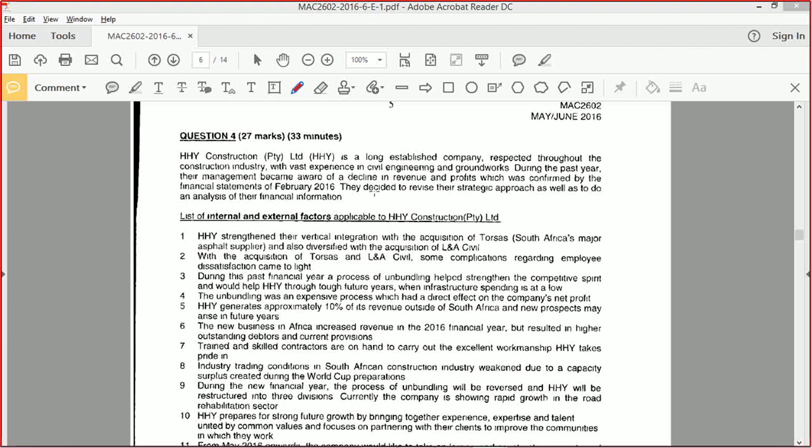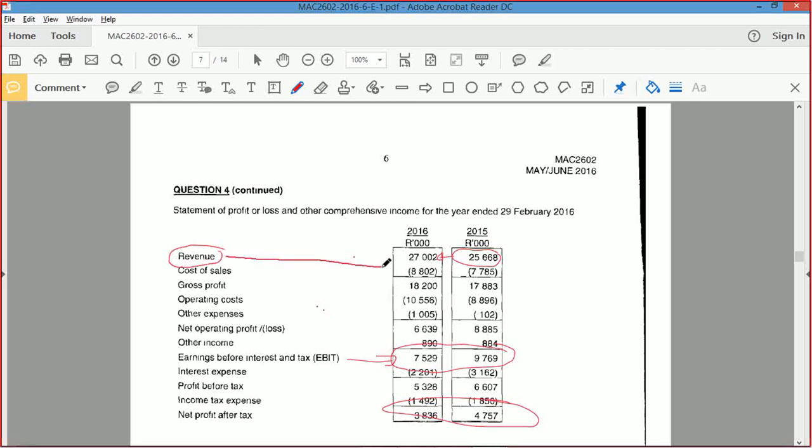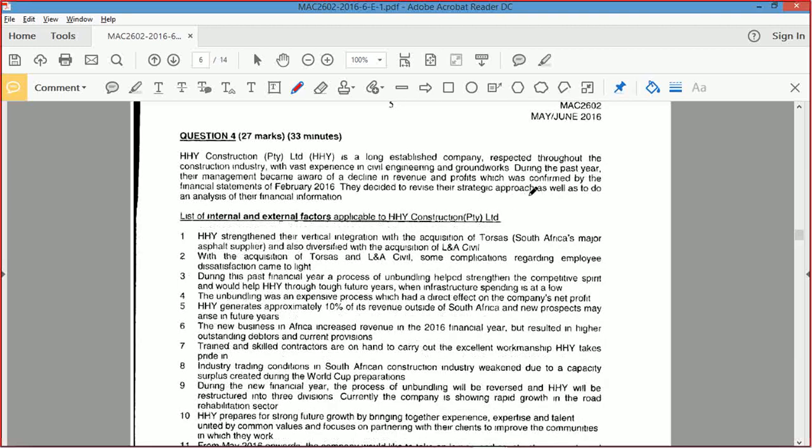Okay, we saw that. Okay, there wasn't a decline in revenue, so I don't agree with what they said here. They said during the past year, their management became aware of a decline in revenue. Revenue didn't decline. That's not a decline. Do you see that? Yes, sir. Okay, so I don't agree with what they say in the question. Revenue has gone up, it hasn't gone down. I agree with profit being affected. Okay, profit has gone down. This has gone down. This has gone down. That has gone up. Yes, sir. Okay, so that's a problem with the question.